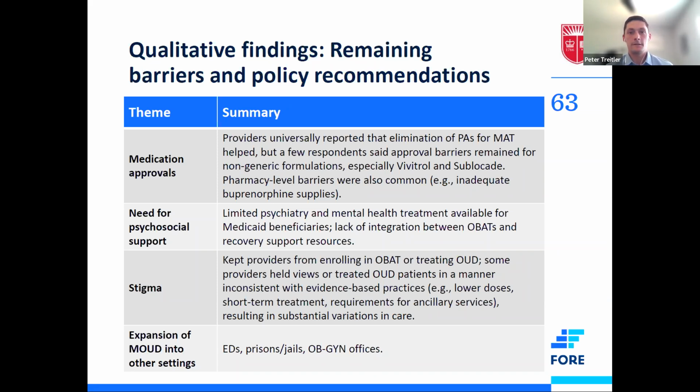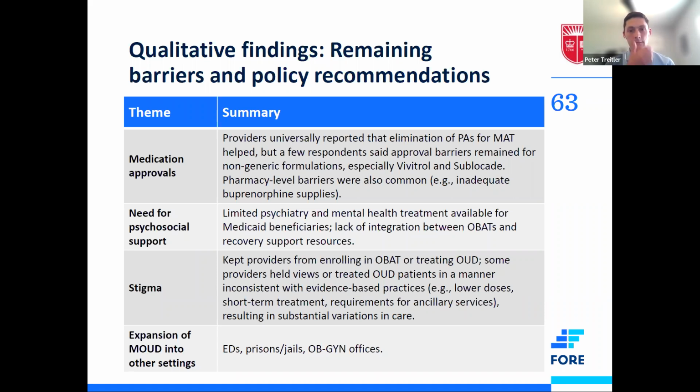But there were still some barriers, especially when it came to Sublocade. Even though there are no prior authorizations for it, the process of obtaining Sublocade is quite burdensome, so most practices are not offering it. The need for psychosocial support was also highlighted, so psychiatry and mental health care in New Jersey for Medicaid beneficiaries is very limited. We also found that there's relatively low integration between OBATs and the many recovery support resources available in New Jersey. New Jersey has invested a lot in expanding recovery support in the state, but we didn't hear much about those being connected to the office-based clinics.